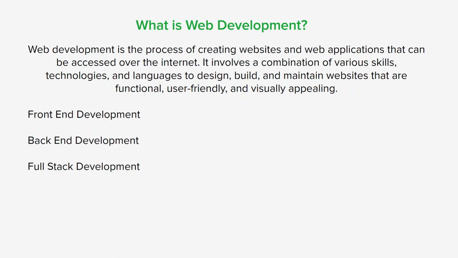Then you have the back end, and this consists of the server, database, and the logic that makes the website work. Back-end developers use programming languages like Python, Ruby, PHP, and frameworks like Django, Ruby on Rails, and Express.js to build the server-side functionality. And this includes handling data, managing user accounts, processing forms, and interacting with databases.